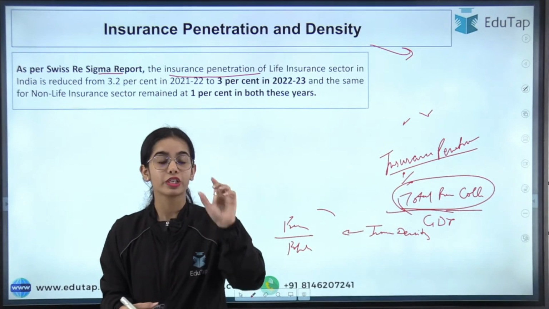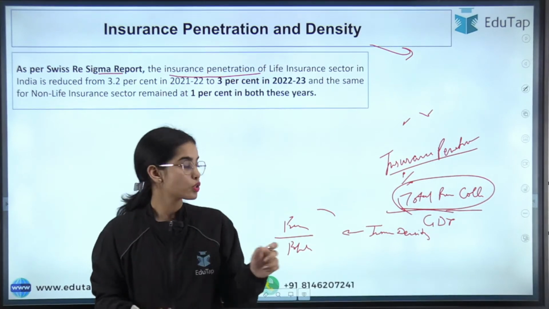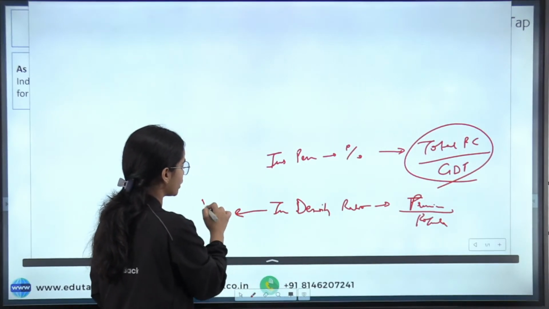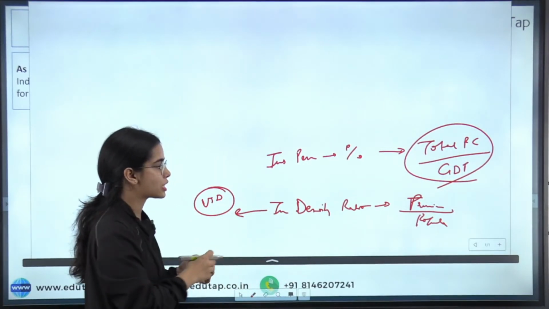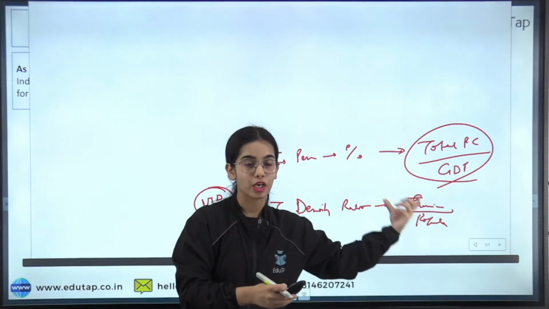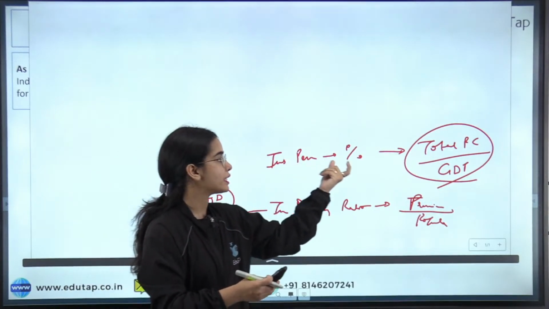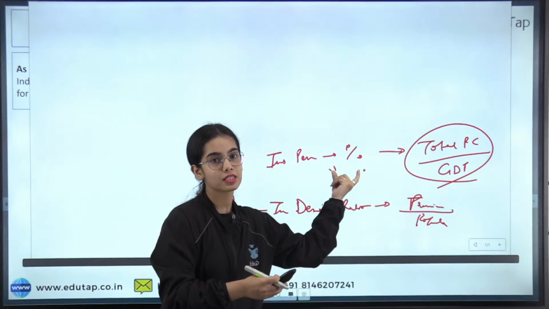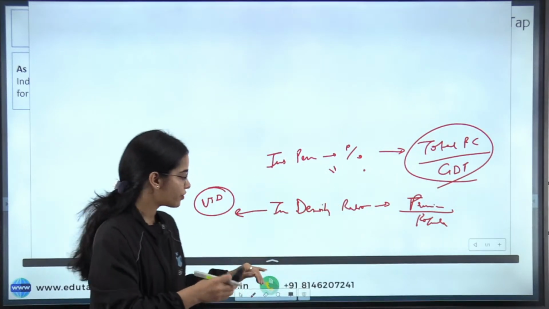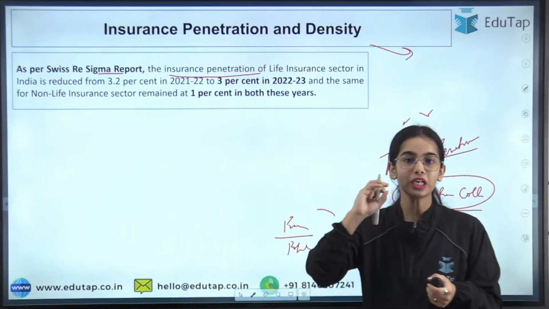So this is the difference. Whenever you see insurance density, you will see it in US dollars or rupees, because it shows the premium collected per person. Whenever you see the insurance penetration, you have to see it in percentage terms, because this is a percentage of total premium collected divided by the GDP. Okay, we will understand this better when you see the data points, because then you will get the idea.